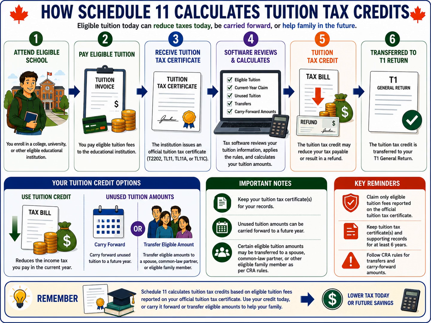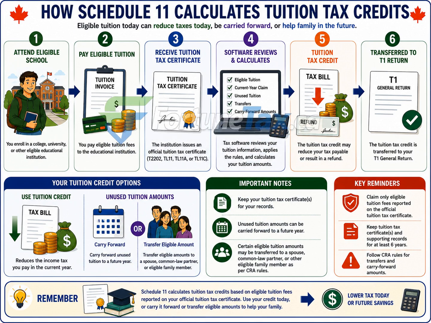During tax preparation, the information from the tuition tax certificate is entered into certified tax software. The software automatically creates Schedule 11 and reviews several important items. It records the current year's eligible tuition fees, checks for any unused tuition amounts carried forward from previous years, determines whether an eligible tuition transfer is available, and calculates the tuition tax credit that can be claimed for the current year. Once these calculations are complete, the tuition tax credit is transferred to the student's T1 general return.